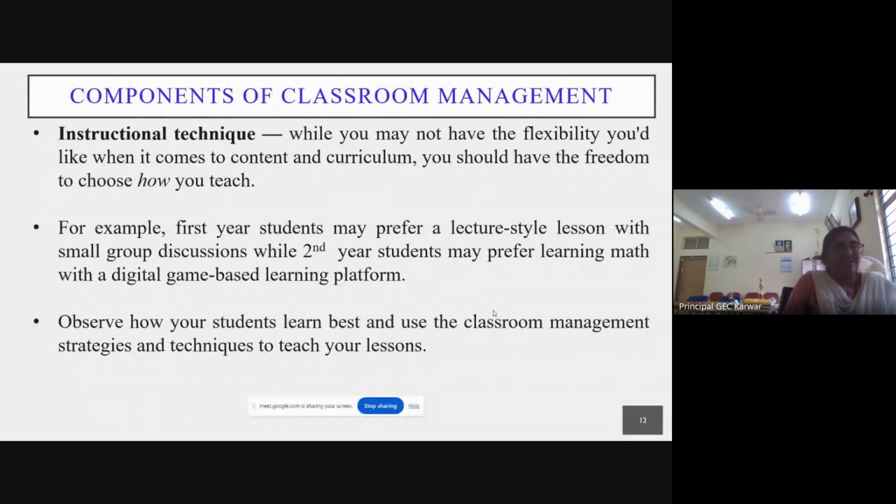Those all depend upon the teacher; it varies from teacher to teacher. So observe how our students learn best and use classroom management strategies and techniques to teach our lessons.